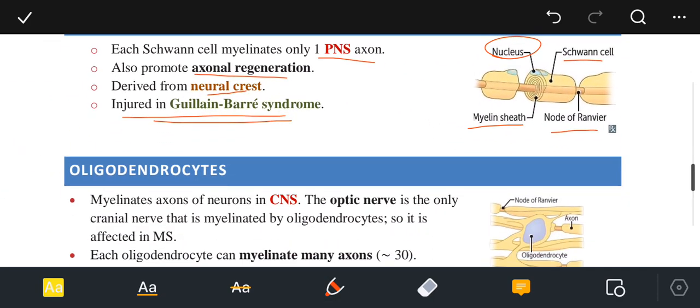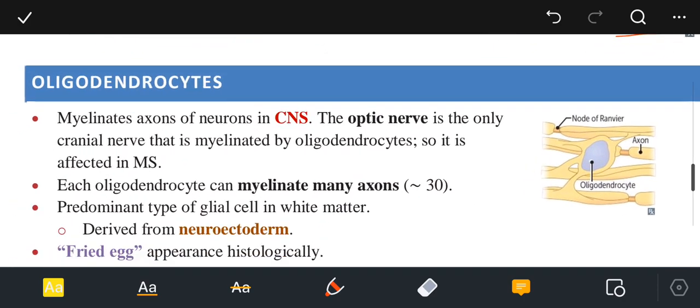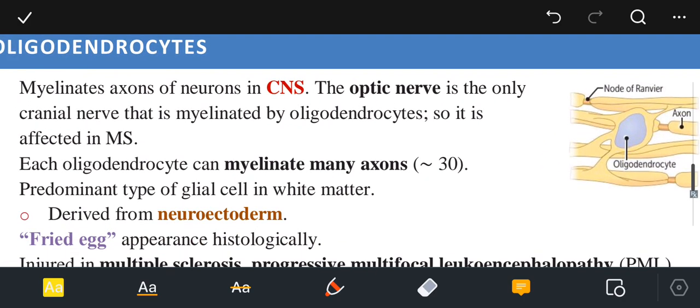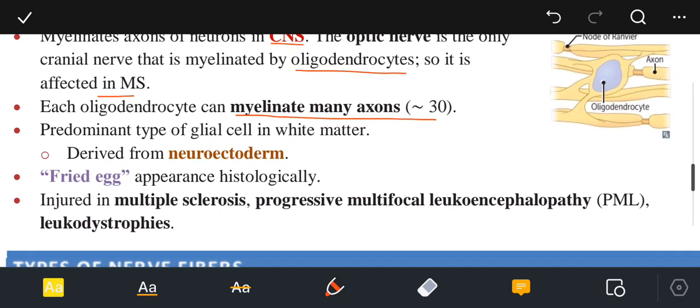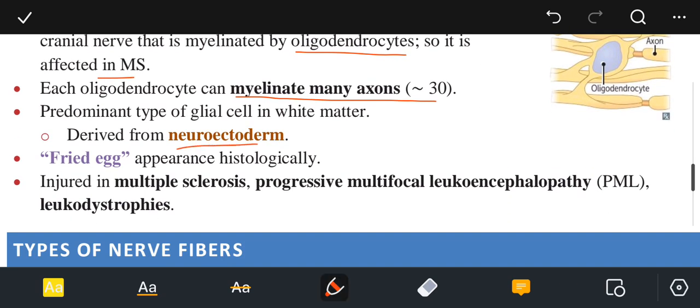So let's come back. Oligodendrocytes myelinate the axons of neurons in the central nervous system. The optic nerve is the only cranial nerve that is myelinated by oligodendrocytes, so it is affected in multiple sclerosis. Each oligodendrocyte can myelinate many axons, about 30. They are the predominant type of glial cell in white matter, derived from the neuroectoderm.